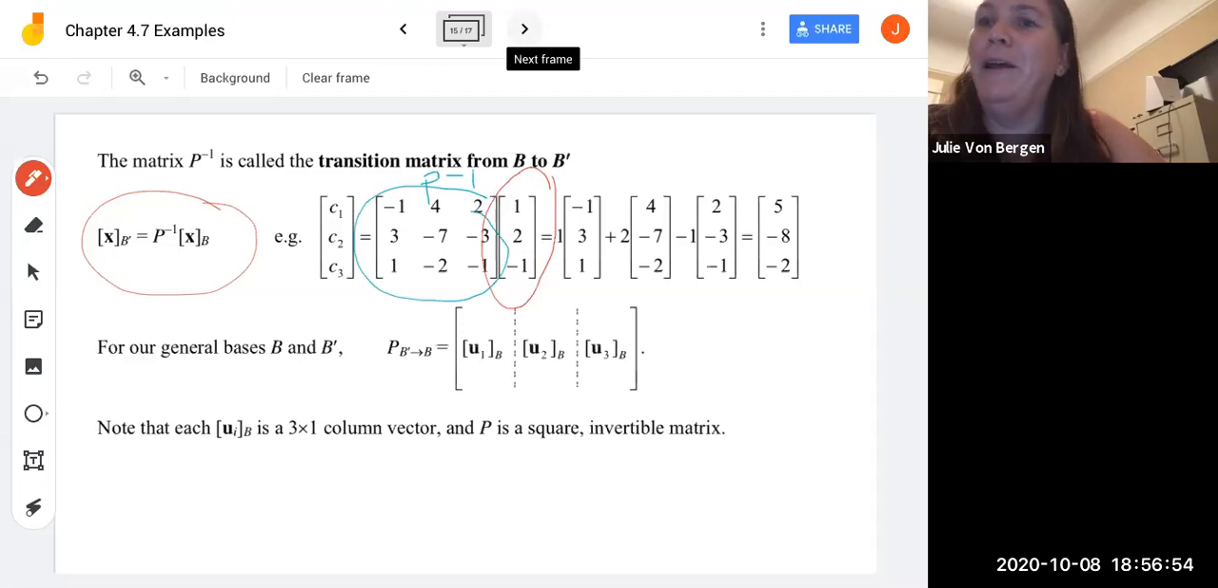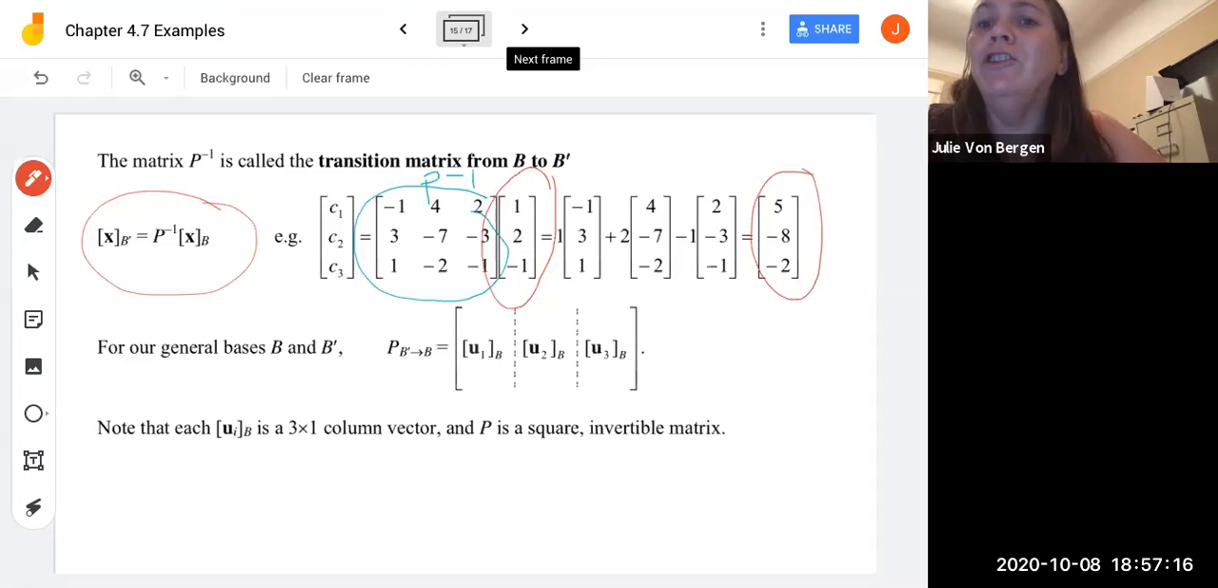You could multiply it out by hand like I did here. You can also verify in SymPy. So it's going to work out to be 5, -8, and -2. So that is our vector or column matrix x relative to basis B prime. Or you can think about it as our coordinates in R3 relative to basis B prime.